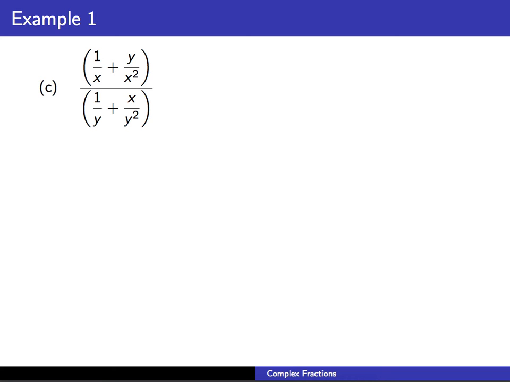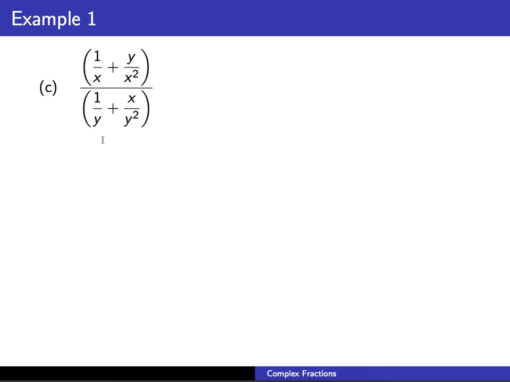All right, in this video, we're going to continue solving, or simplifying rather, complex fractions. So picking up where we left off, example 1, part C, we have in our big numerator 1 over x plus y over x squared. In our big denominator, we have 1 over y plus x over y squared. Now, this example has more than one variable that we're working with, and that's fine.